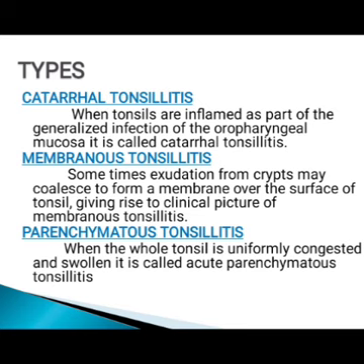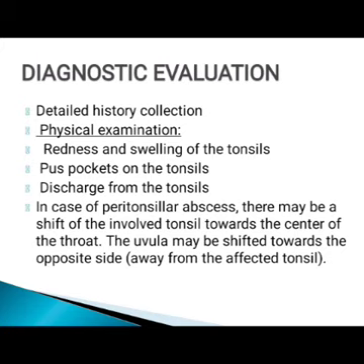Parenchymatous tonsillitis. When the whole tonsil is uniformly congested and swollen, it is called acute parenchymatous tonsillitis. Diagnostic evaluation. Get a detailed history, physical examination: redness and swelling of tonsils, pus pockets on the tonsils, discharge from the tonsils. In case of peritonsillar abscess, there may be shift of the involved tonsil towards the center of the throat. The uvula may be shifted towards the opposite side, away from the affected tonsil.